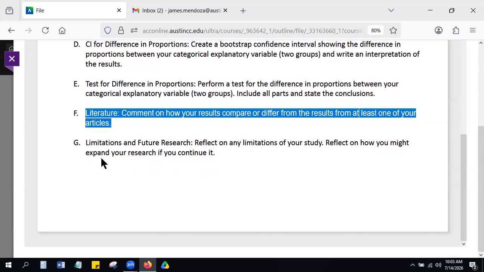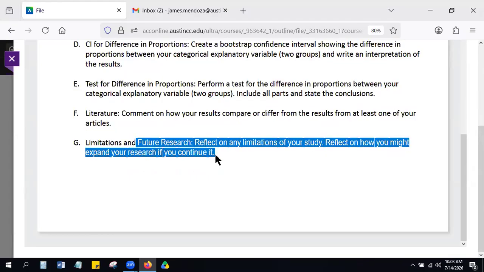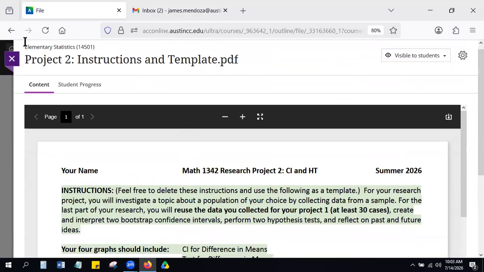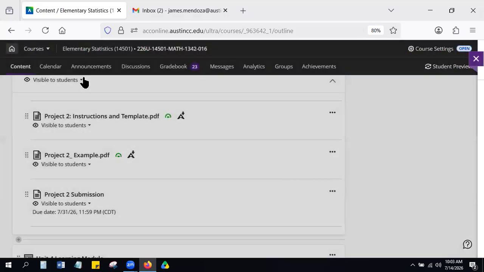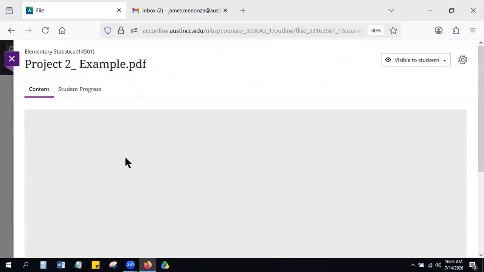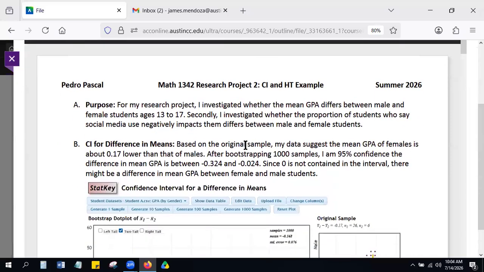And then as we're ending the course, just one little part where you say, if you were to continue to expand your research, what else might you do to extend it, broaden it. And then I've also got an example. So you can use that as a template. And then right here is an example of an already completed version of the project from one of my previous students.